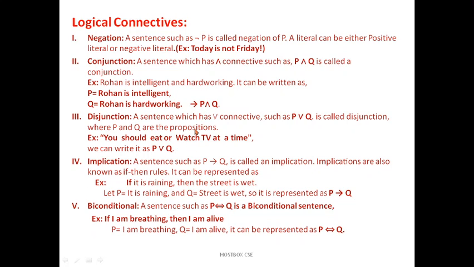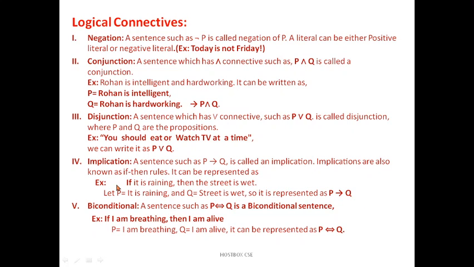A disjunction is a sentence which has the or connective. Then implication. Remember, a sentence such as P implies Q is called an implication sentence. These are also known as if-then rules. Example, if it is raining, then the street is wet. That means Q is dependent on P here. Remember, Q is dependent on P, so we follow the if-then rules. So let P be it is raining, and consider Q as the street is wet. So you can write P implies Q.